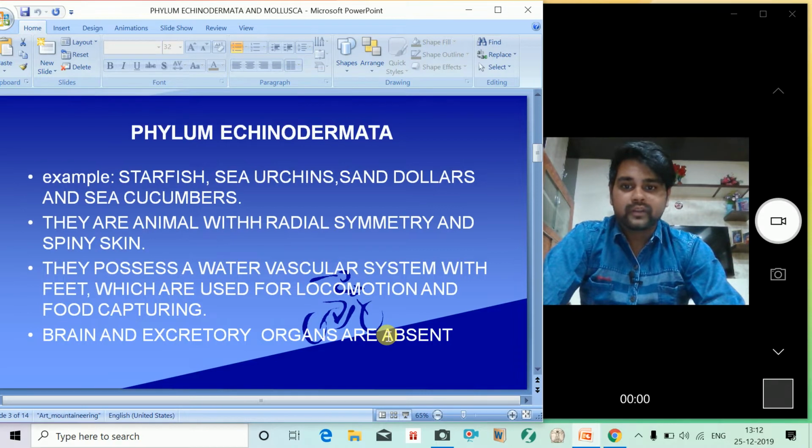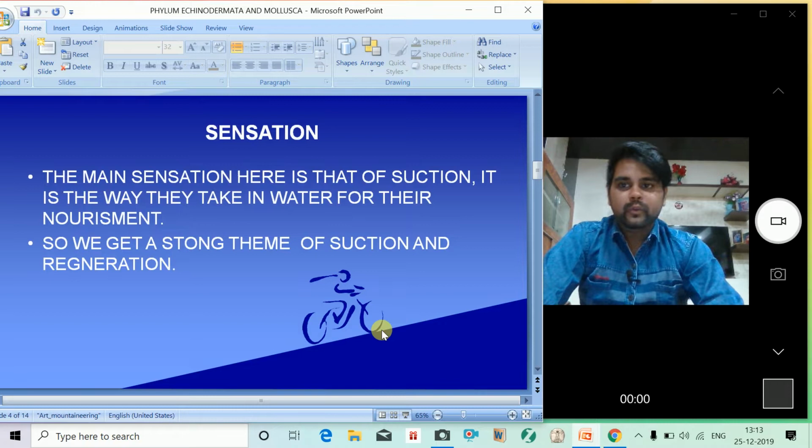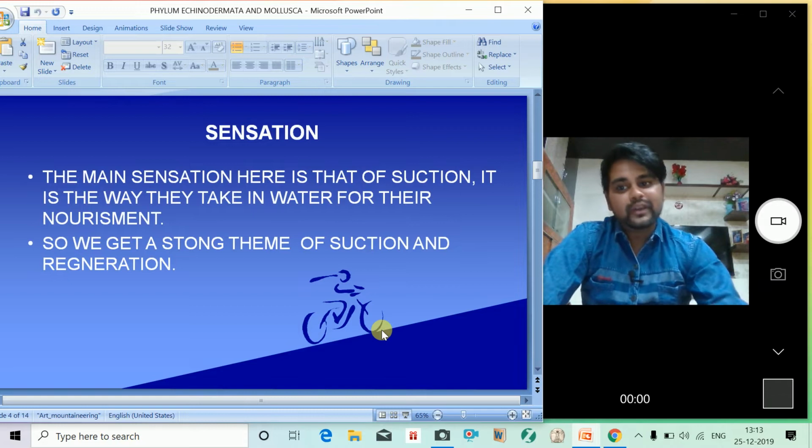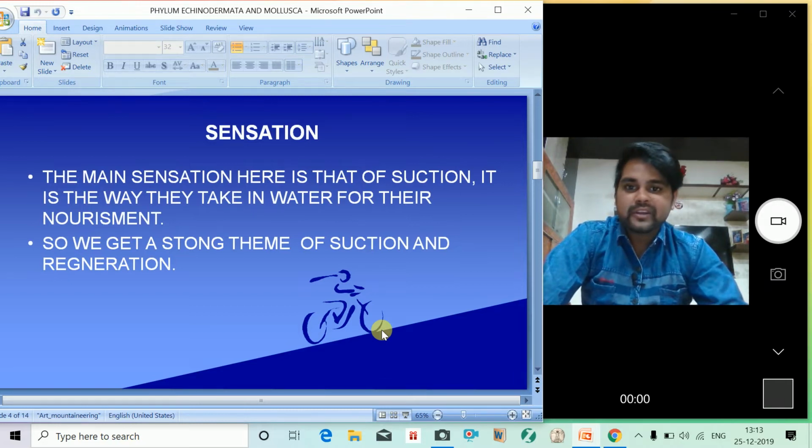They possess a water vascular system with feet which are used for locomotion and food capturing. Brain and excretory organs are absent. So the major sensation is of suction. The suction is the process by which they get their nutrition. Suction and regeneration are the major processes they have, the phylum Echinodermata. So we have to remember that.